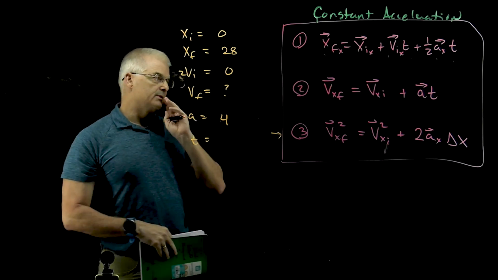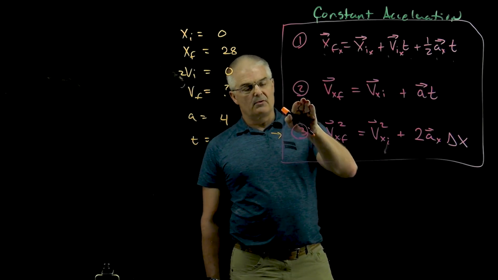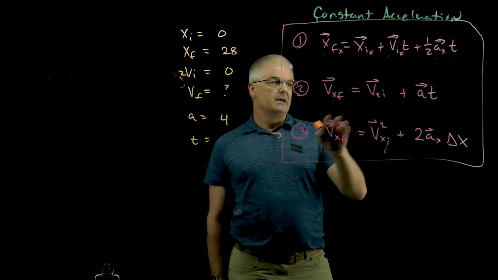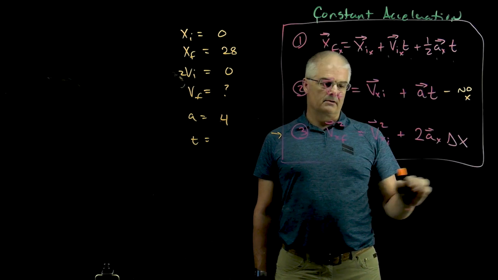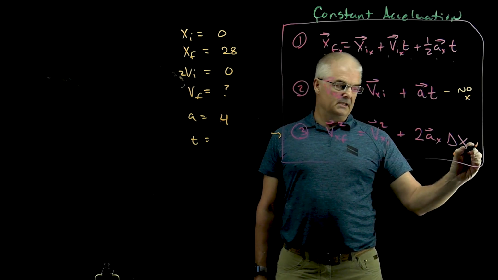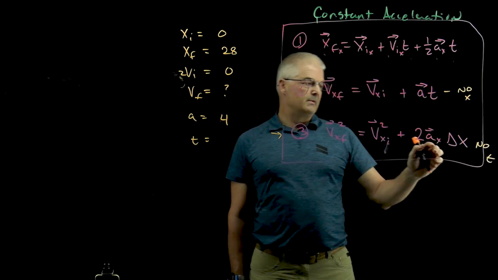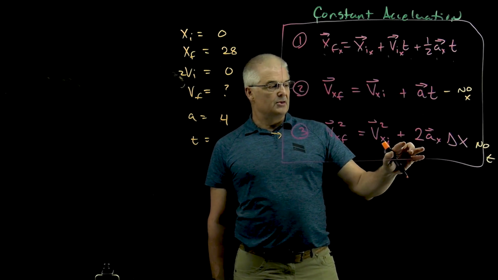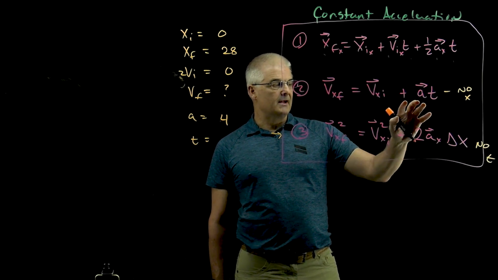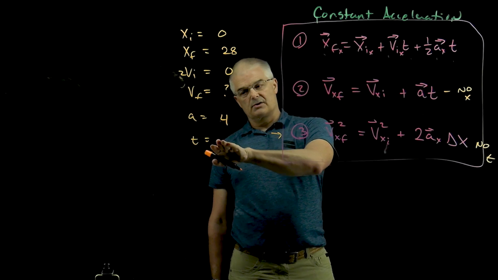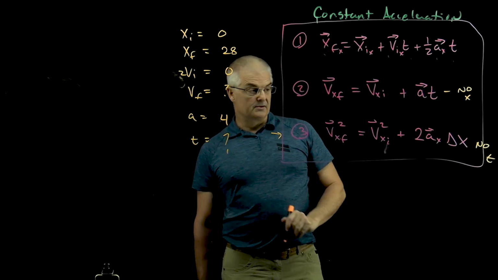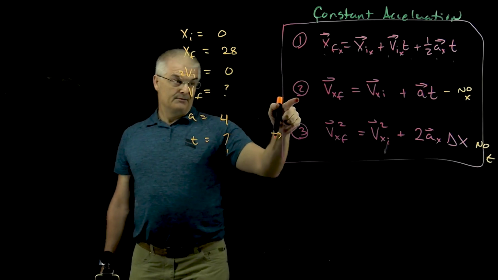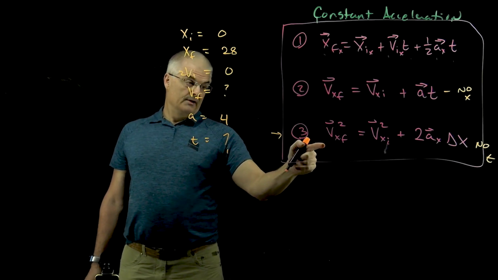Actually, let me talk about this for a moment. Do you realize the purpose of equation 2 or equation 3? Equation 2 does not have an x. There's no x here. And for this one, there's no t, no time. So if you don't have time, you have to use this equation. If you don't have x, you have to use this equation. In the last question, we knew time, but here we don't know time. We could find it eventually, but we have to use equation 3 in this case.